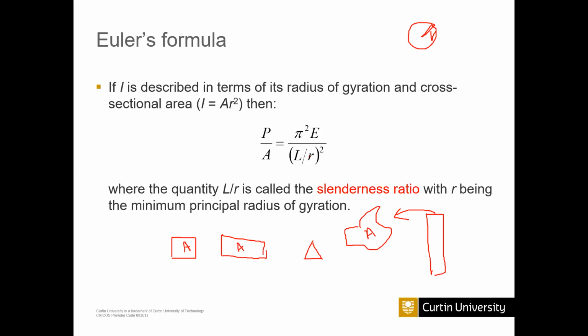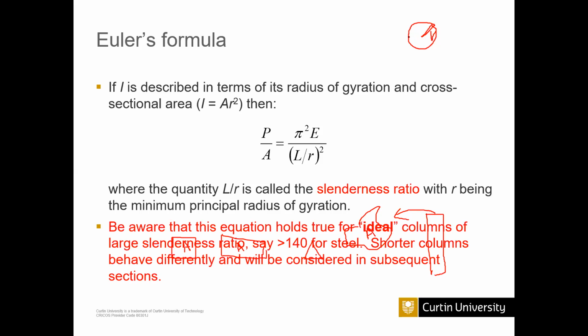So here you can see that ratio. This is called the slenderness ratio. R is the minimum principal radius of gyration. I hope it's clear.